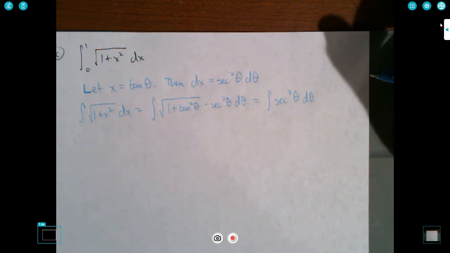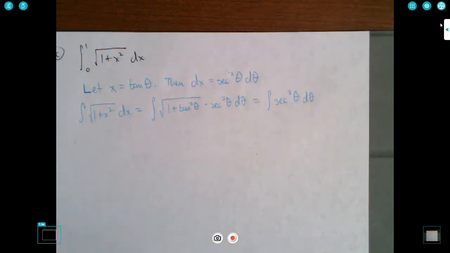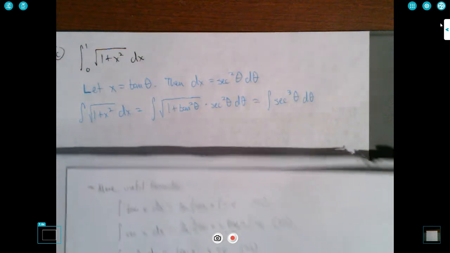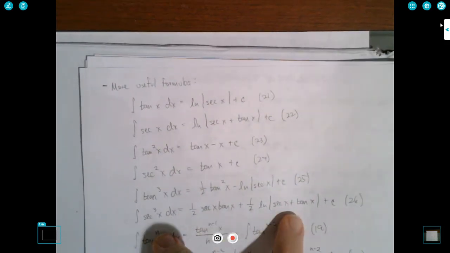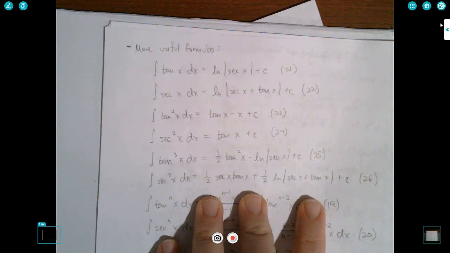And then from there, you can use that formula from the previous section. Let me pull it out. Actually, I don't need to remove it from the binder because it's right here, the secant cubed one. Just use this formula from the previous section. This is from my 7.3 notes. So it's 1/2 secant theta tangent theta plus 1/2 ln of secant theta plus tangent theta, right?